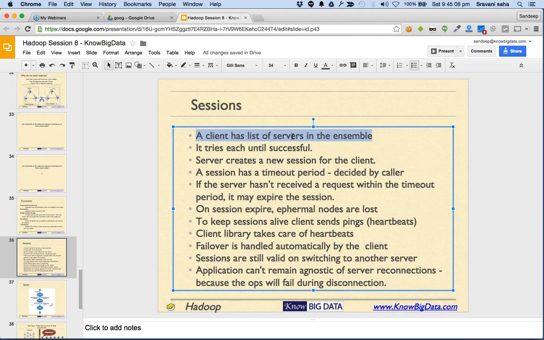Ephemeral nodes are those nodes which disappear in case the client who created those nodes disconnects. So if you have created a temporary or ephemeral node, it will get deleted as soon as you log out, or as soon as your connection is disconnected. If there is a wire disconnection or anything, the ephemeral node will be deleted. So basically this is all handled by the session here.